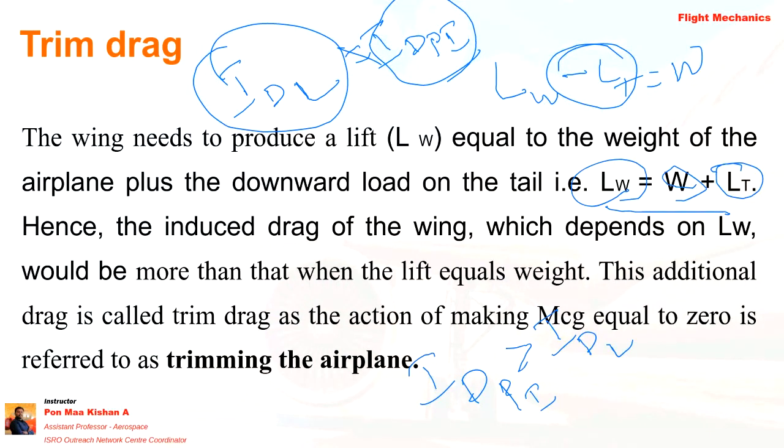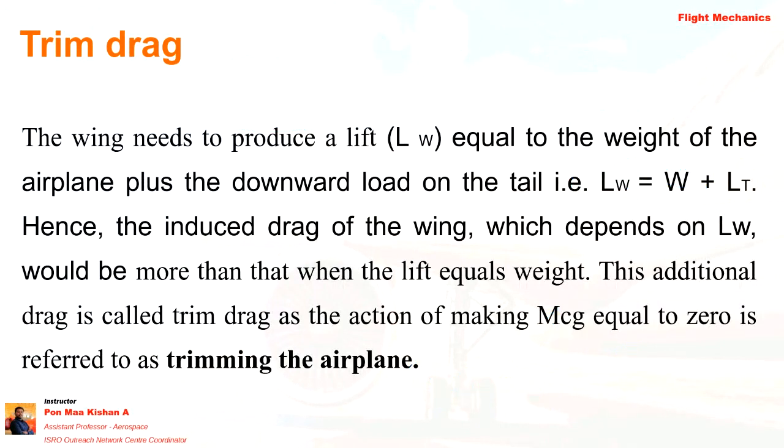Can you understand? Simply, we can say in level flight there will be induced drag, and the induced drag will produce tip vortices. During pitch up, the induced drag will be higher than in level flight. Okay, so in order to overcome that, what do we have to do? We have to deflect the tail section. If the tail section is deflected, then we can come back.